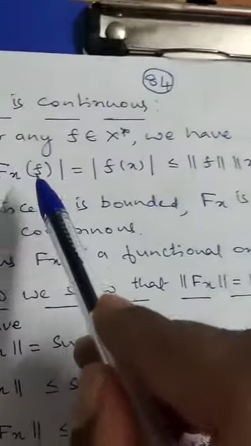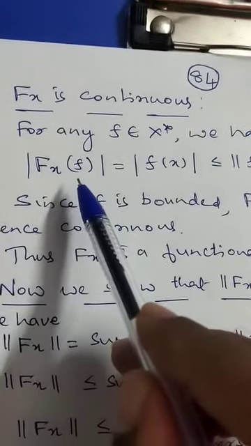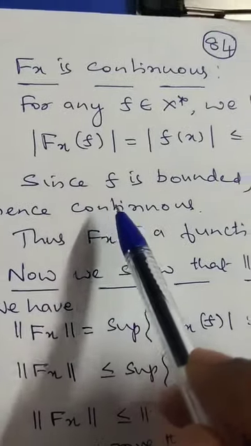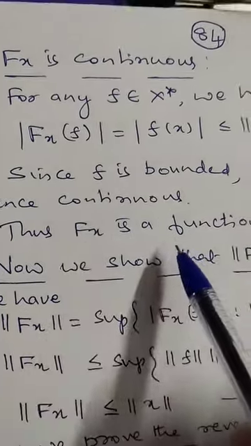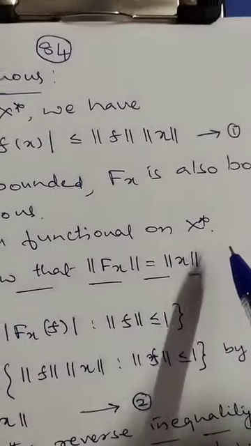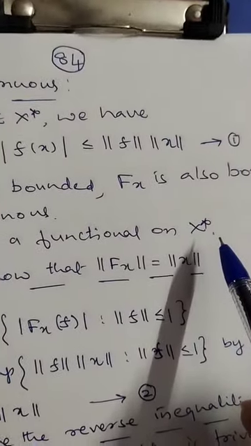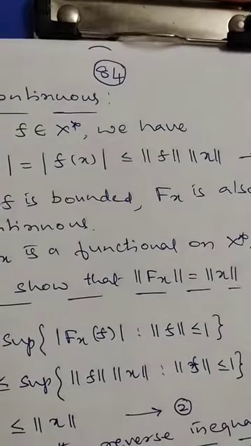Since f is bounded, we can see that Fx is also bounded. Fx is bounded means it is continuous. Therefore, Fx is linear as well as continuous, which means Fx is a linear functional on X star, that is, Fx belongs to X double star. Okay.